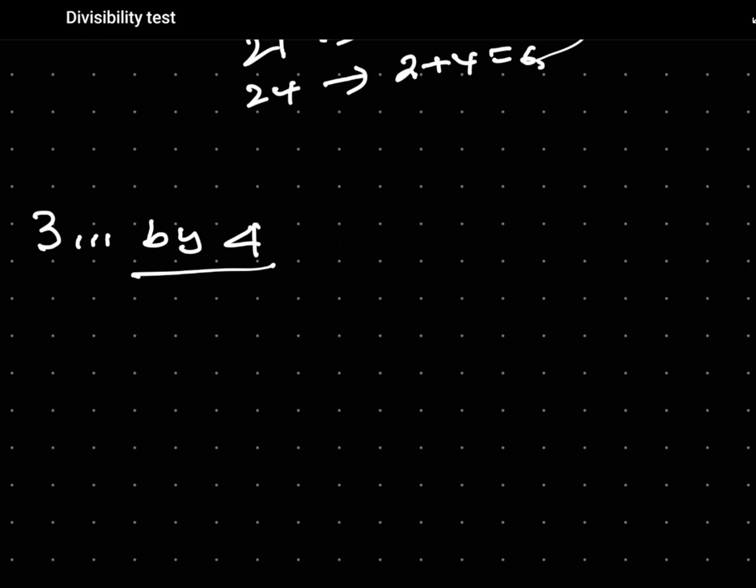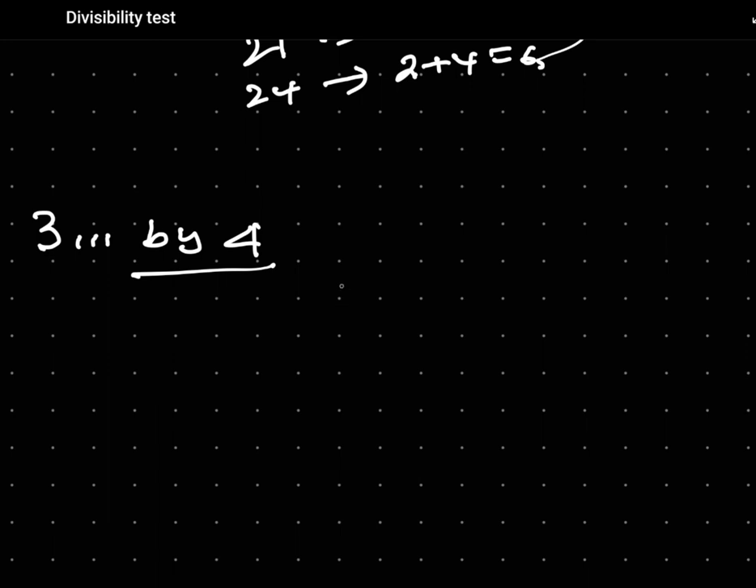The next is divisibility test by 4. How do you check whether a number is divisible by 4 or not? The thing you do is you cut the last two digits of the number, then check whether the last two digits of the number, as you read from the tens place to the ones place, are divisible by 4. Then the number is divisible by 4.